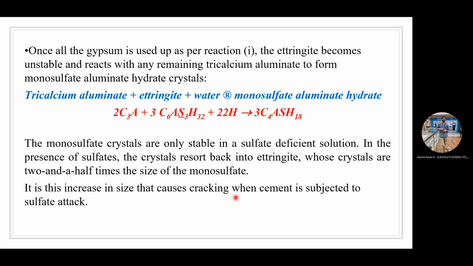So when the ettringite forms from the monosulfate and the size is getting increased, it leads to cracking in the cement, and that cracking is majorly because of this increase in size. Why does the cracking happen? Because it is increasing its size. When the size increases, obviously it will not have enough space to go. When it doesn't have any space inside the material, it will make a crack, and that's how the cracks are getting formed.